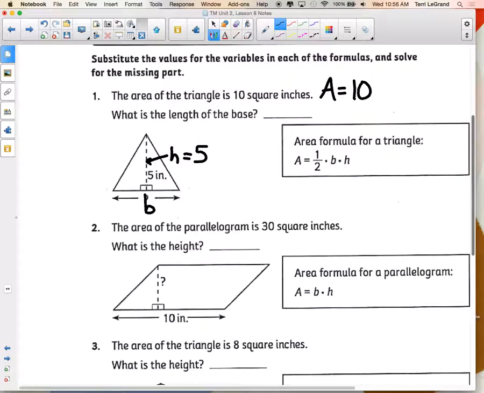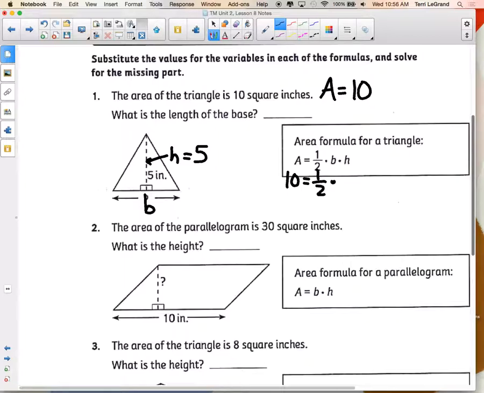Do we know capital A? What can we put in for capital A? 10. The area is 10. This is called showing work. You write the formula down first. They already did it for us, bless their hearts. And now we're substituting. So you have to show the substitution step. 1/2 is 1/2. We're not going to change that.